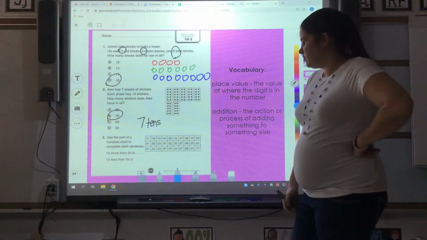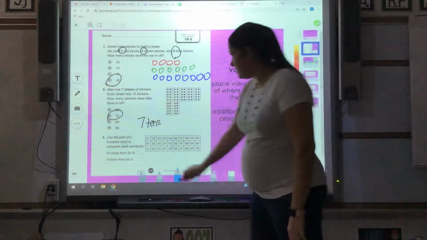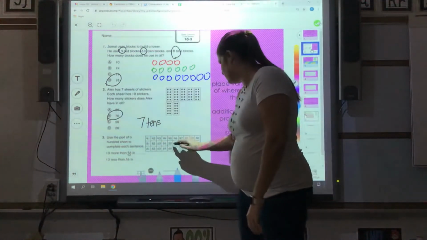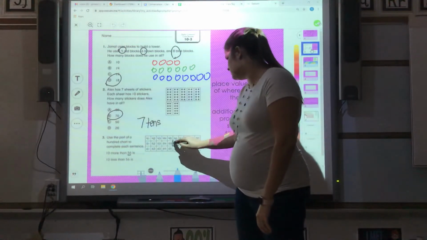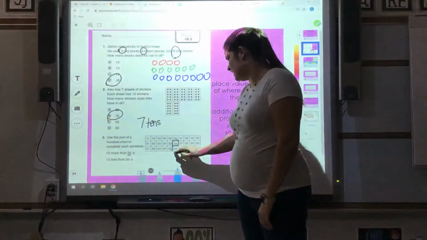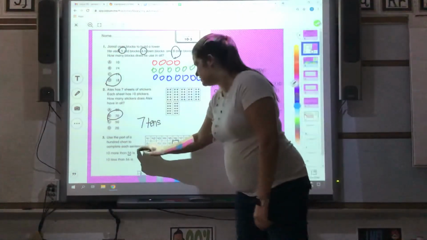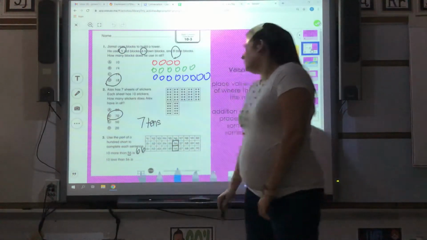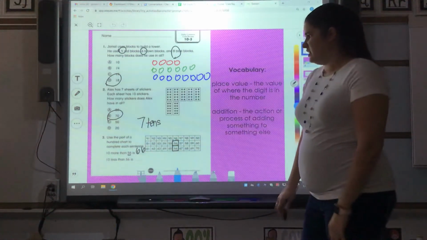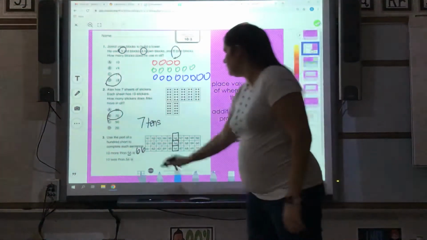Number 3, use the part of the hundreds chart to complete each sentence. So it looks like our number is 56, so I'm going to put my box around the 56. 10 more than 56 is when I'm adding a 10. 10 more than 56 would be 66. 10 less than 56, it's when I'm taking a 10 away, would be 46.